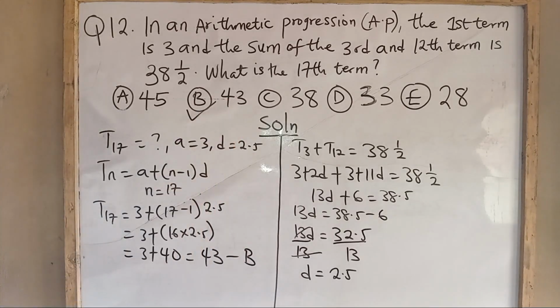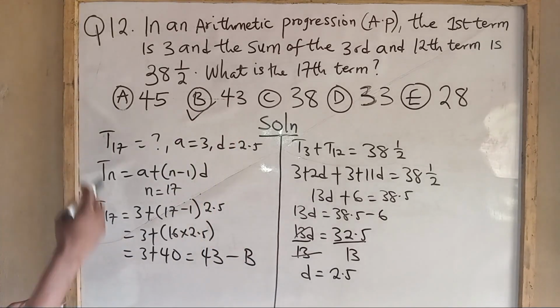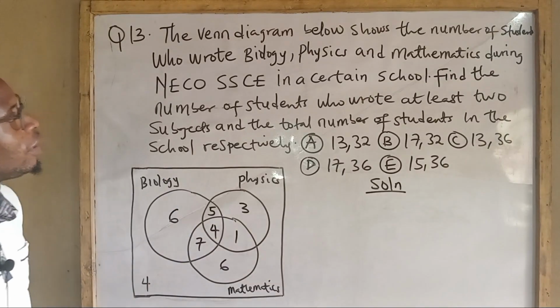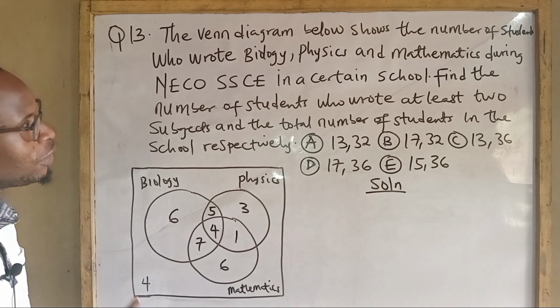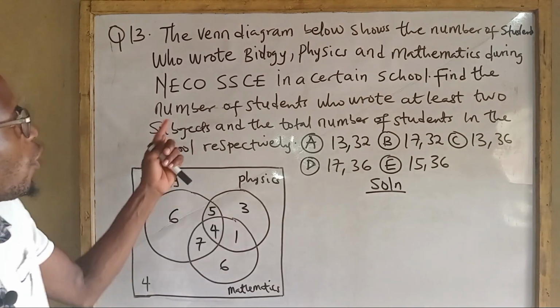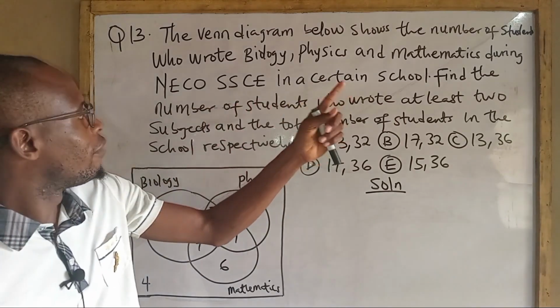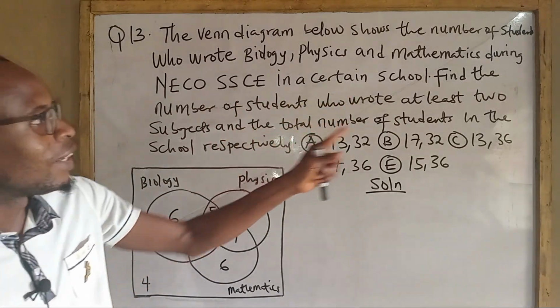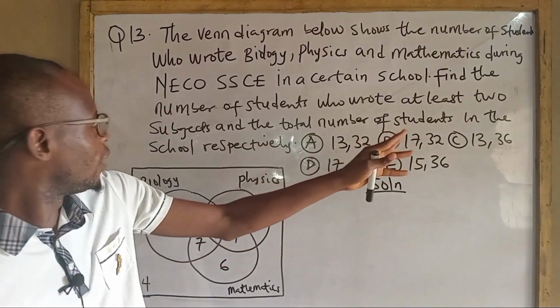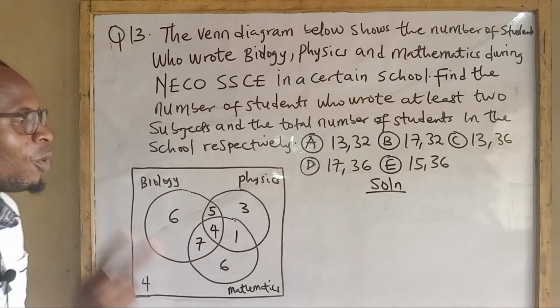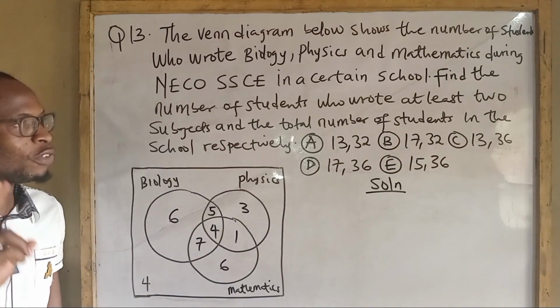I believe this is clear. Okay. So the next question, question 13, says the Venn diagram below shows the number of students who wrote biology, physics, and mathematics during Neco SSC in a certain school. Find the number of students who wrote at least 2 subjects and the total number of students in the school respectively. Now, we are meant to calculate 2 things here.